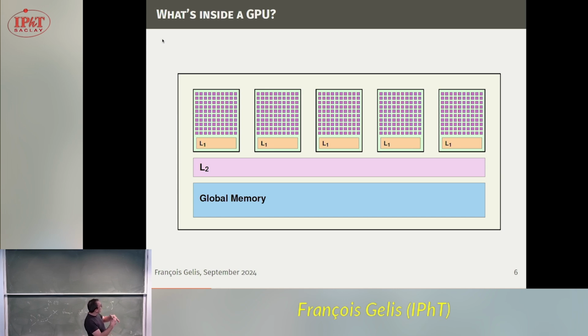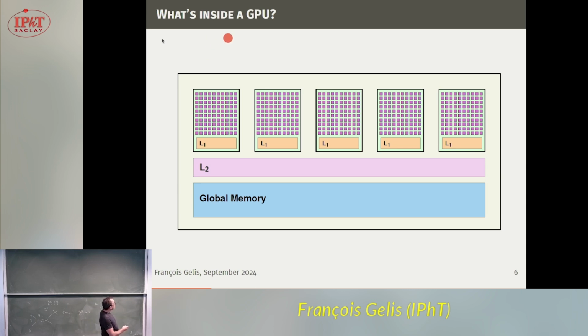And then you have several levels of cache, the level 1 and level 2. And the level 1 is the fastest. It's actually on the same chip as the computing cores, which means that if the data is already in the level 1 cache, it can be accessed very quickly. And the level 2 is somehow intermediate. And the global memory, of course, is the slowest. It's a larger amount of memory, but it's the slowest.